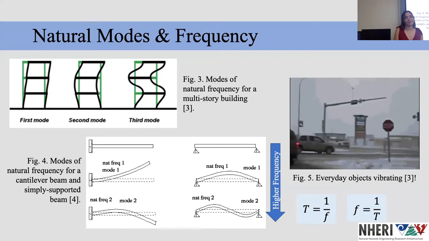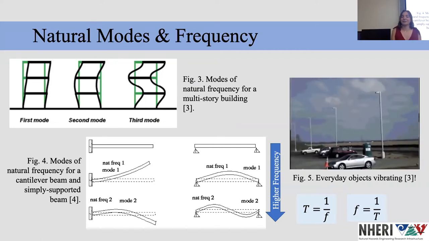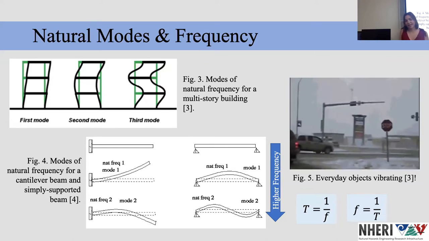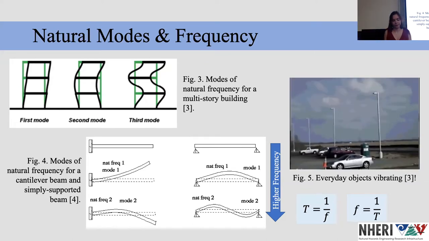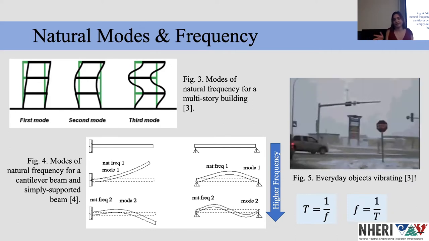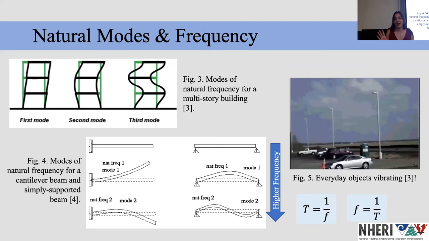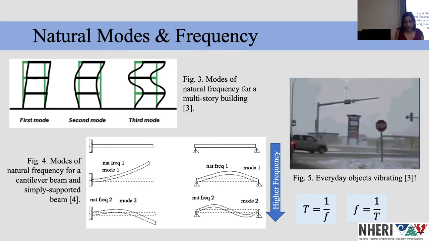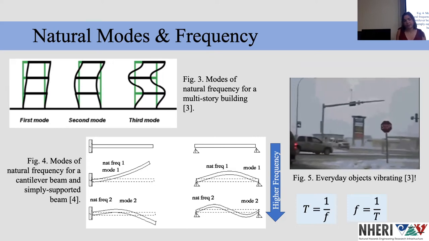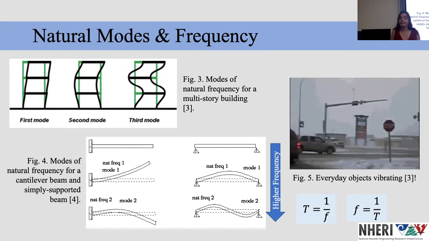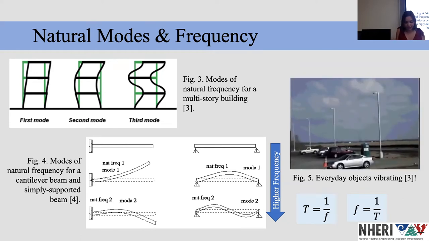So I'll talk briefly about natural modes. Zane mentioned a little bit before about some natural mode stuff, so I'll be pretty brief about this. Essentially, when any sort of dynamic force, like a seismic force, is applied to a building, it's going to vibrate. We can see here in the GIF of figure 5 everyday objects just vibrating. All physical structures have what we call natural frequencies, which are pretty much rates of vibration. We can look at periods and frequencies, and they're inversely proportional to each other.